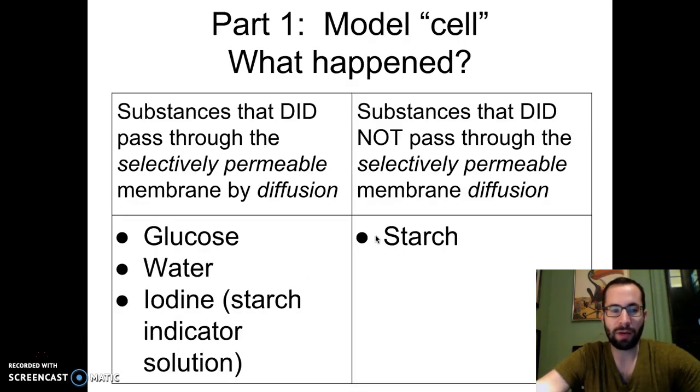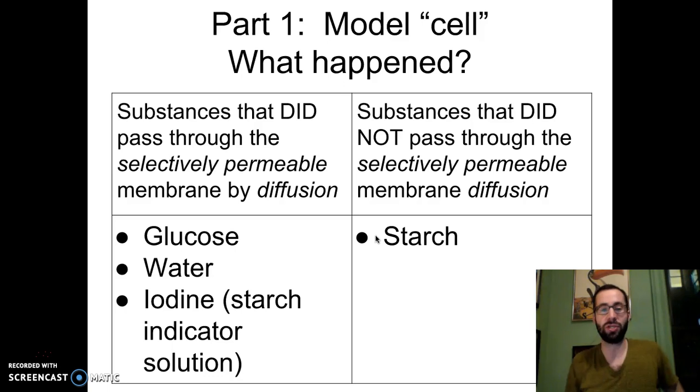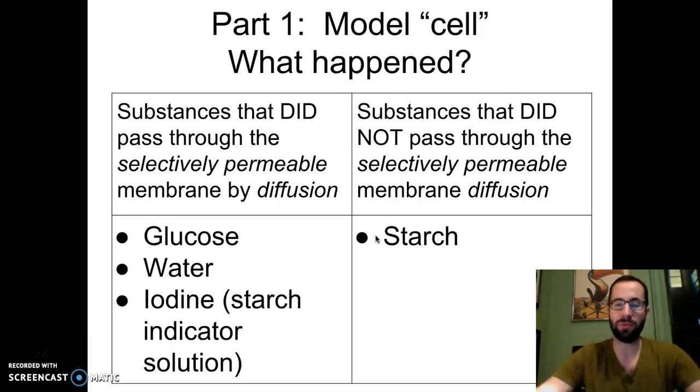So what was going on here? There are three substances that diffused through the cell membrane. The cell membrane was selectively permeable, which if you remember means that not all things could pass through it, and what determined whether or not something could pass through that cell membrane was the size of the molecule. So think about what I talked about with glucose and starch earlier, and how that relates to iodine. Glucose, water, and iodine all got into the cell or out of the cell because they're smaller molecules. However, starch is a larger molecule and it was not able to pass through that selectively permeable membrane by diffusion.